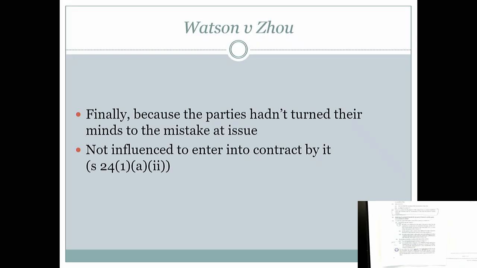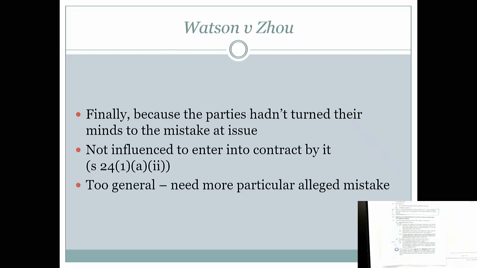So being unaware of something and not turning your mind to it as a possibility means that you can't plead mistake, because you'll see that each of the relevant mistakes requires this influenced to enter into the contract. So if you don't turn your mind to something, you can't be influenced by your mistaken belief about that thing. So for all these reasons, the court said there is no qualifying mistake.